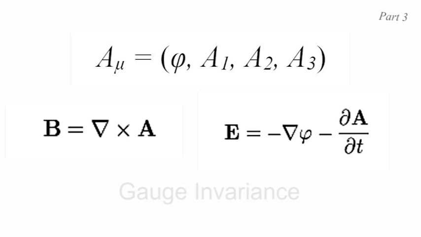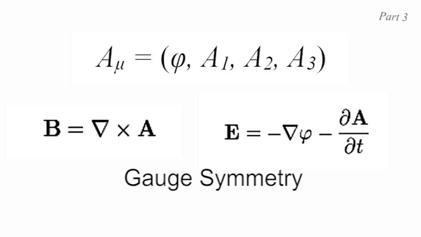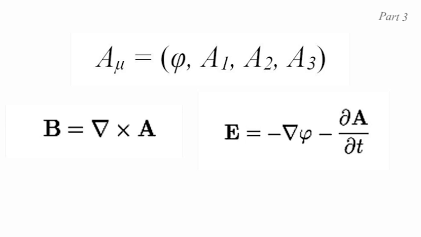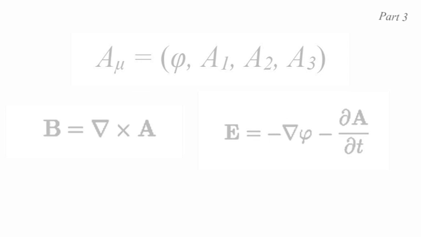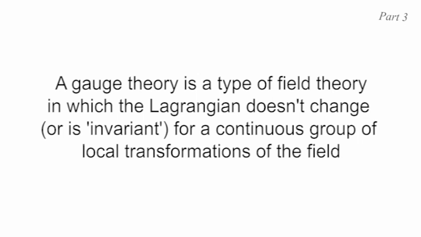Any kind of invariance under a field transformation like this is considered to be a kind of symmetry, so the gauge invariance sometimes is called gauge symmetry. Generally, any theory that has the property of gauge invariance is considered a gauge theory. So in physics, we say that a gauge theory is a type of field theory in which the Lagrangian doesn't change or is invariant for a continuous group of local transformations of the field. That will mean that the measurable quantities will be unchanged, even though the underlying field may have changed. For this, the Lagrangian must be invariant under some symmetry transformation groups.